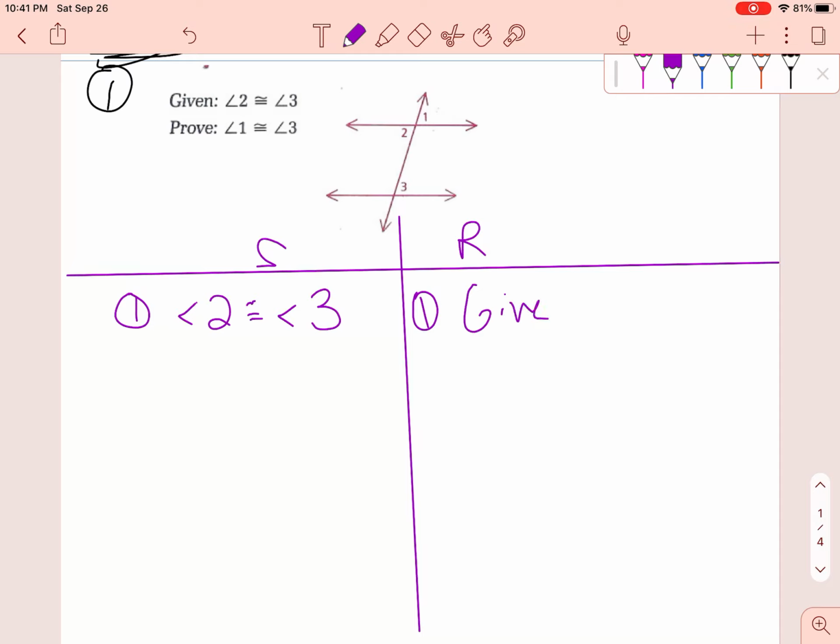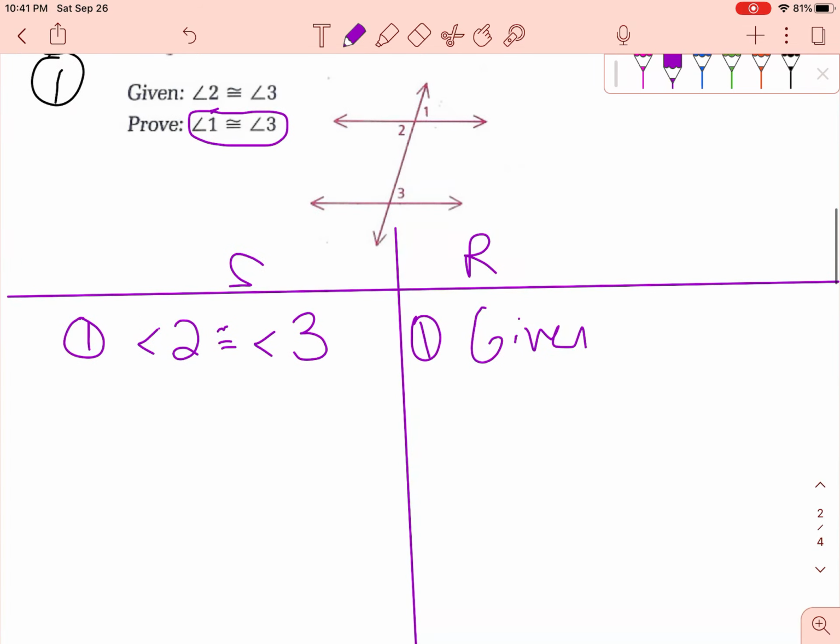When I see a problem like this and I get stuck, I take a look at what I'm trying to prove. I'm trying to prove something about angle 1 and angle 3. And so far in my proof, I have nothing written about angle 1. So I'm going to look at my diagram and see, is there anything I know about angle 1? Oh, well, this entire section's on vertical angles. So I'm going to look at angle 1, and I see that angle 1 is vertical with angle 2.